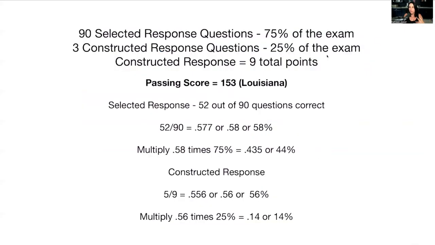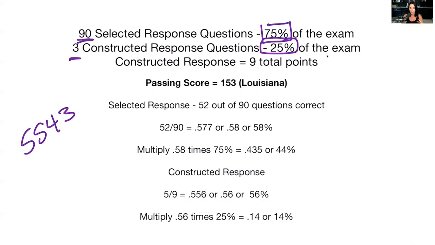Okay. So let me break this down to you with a little bit bigger so you can understand. So for this test, the 5543, we have 90 selected response or multiple choice, and they are worth 75% of the exam. So they're not worth the whole test. They're worth a big chunk of the exam and 75% of the overall score. And then we have 3 constructed response questions, and those are 25% of the exam. Still a good portion. You don't want to flail on your constructed response questions, but it's not the bulk of your grade.